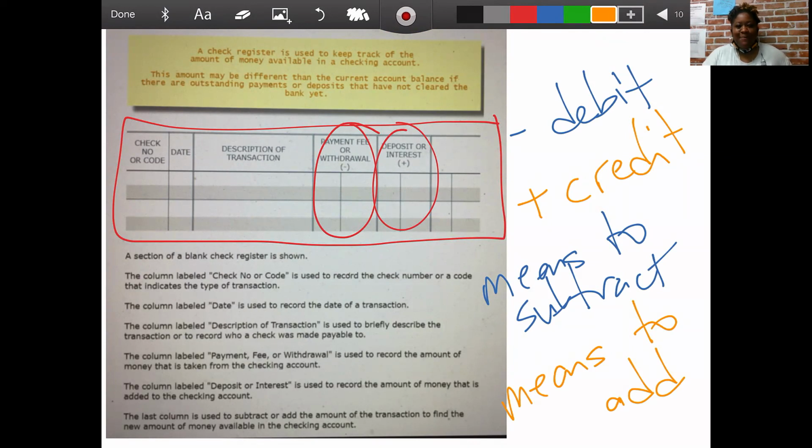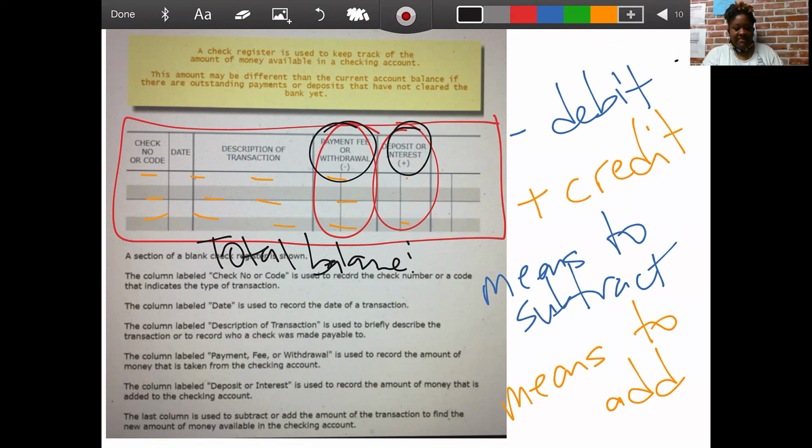So what's going to happen is you're going to get a bunch of information on these lines. And then the question may say, what's the total balance? And you're going to have to subtract the numbers that are on this side, and you're going to have to add the numbers on these sides to give me the total balance. Okay? So if you need to take a picture of that, go ahead and do so.